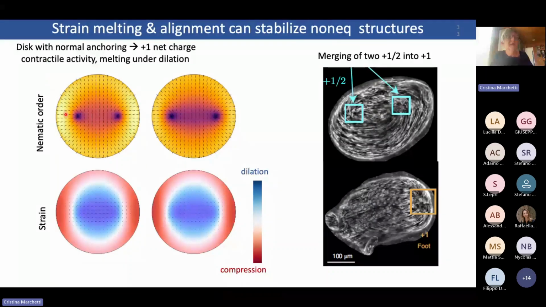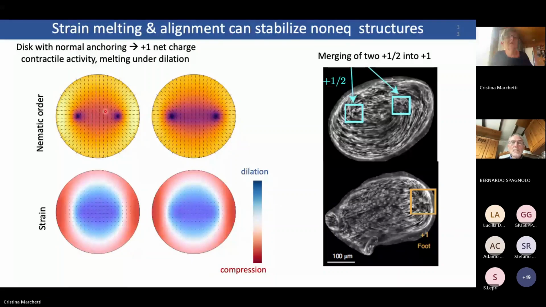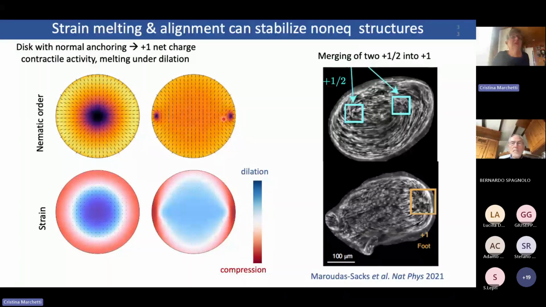Here it is shown again in a 2D geometry. If you have a disk with normal anchoring, now you require a net +1 topological charge. But the lowest energy for such a net +1 topological charge, in the absence of any activity, would be one where the defects are actually at the boundary, because due to Coulomb repulsion, they like to be away from each other. But this active coupling allows the system to overcome the Coulomb repulsion and actually get a structure of a +1 defect, as is observed experimentally in Hydra.